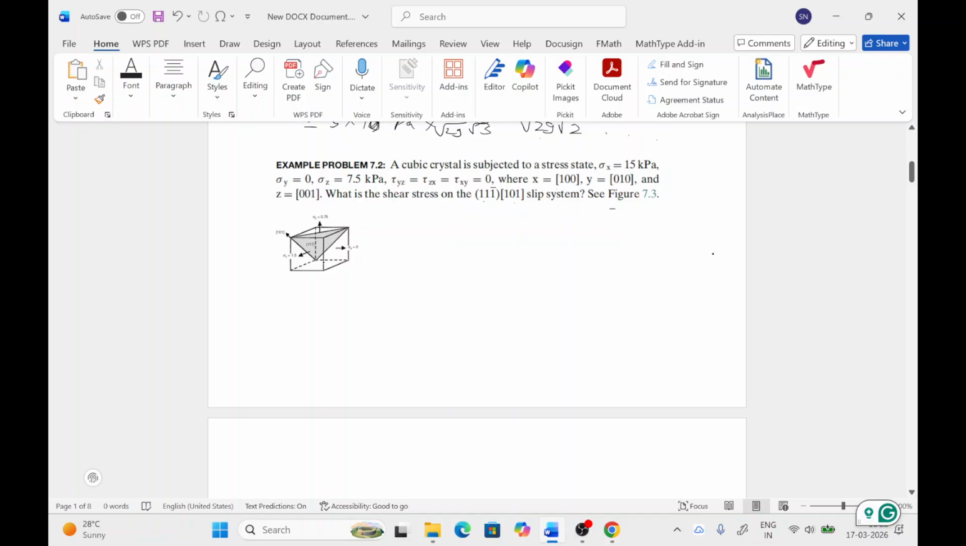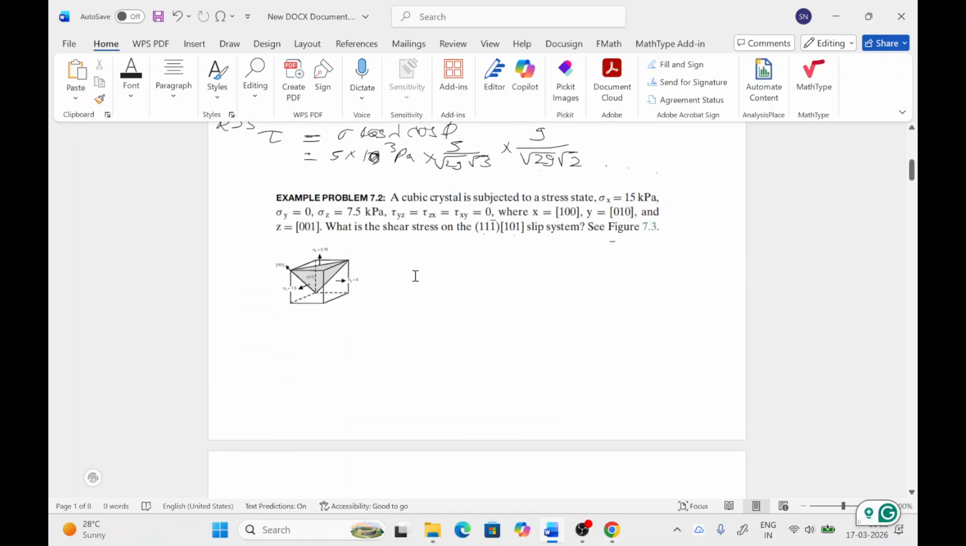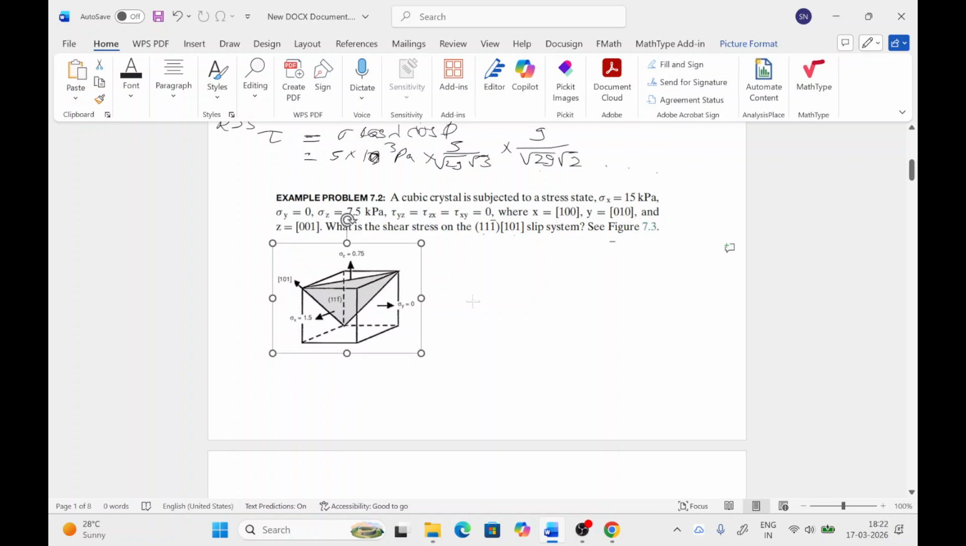So in this figure we can see this is the 11 bar 1 plane, and in the sigma z direction we have 7.5 kPa. In the x direction, we have 15 kPa, and in the y direction, the applied stress is 0. So we need to calculate shear stress for this slip system. So we calculate one by one for the x direction and y direction. Then we will add them to achieve the total shear stress.